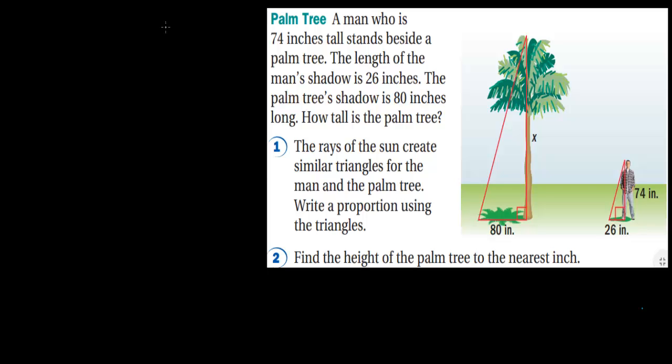In this example, we're going to use similar figures to figure out the height of a palm tree. It says in this example that a man who is 74 inches tall stands beside a palm tree. And here's the picture. There's the man, there's the palm tree. The length of the man's shadow is 26 inches. They're talking about the shadow that the man casts on the ground. So his shadow is 26 inches.